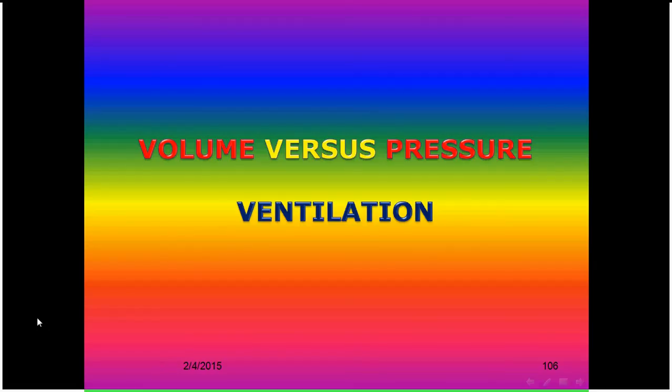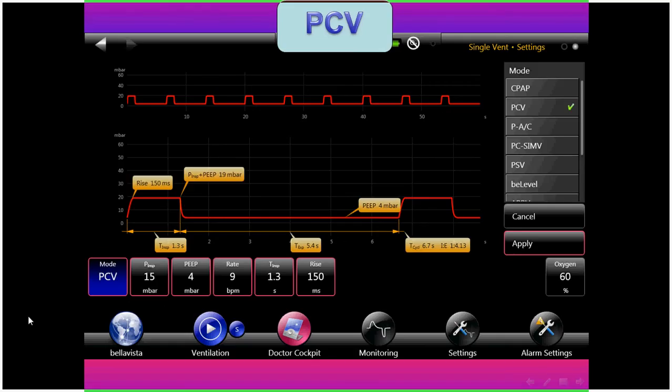The last point, which to start to use: volume versus pressure ventilation. When you look at this, it is pressure control ventilation. In pressure control ventilation, you set the inspiratory time and the pressure, in addition to the resting time. This is the pressure and the inspiratory time.